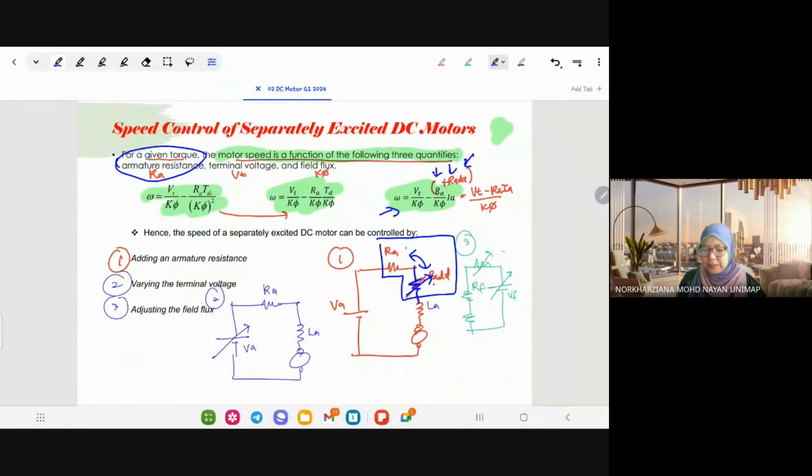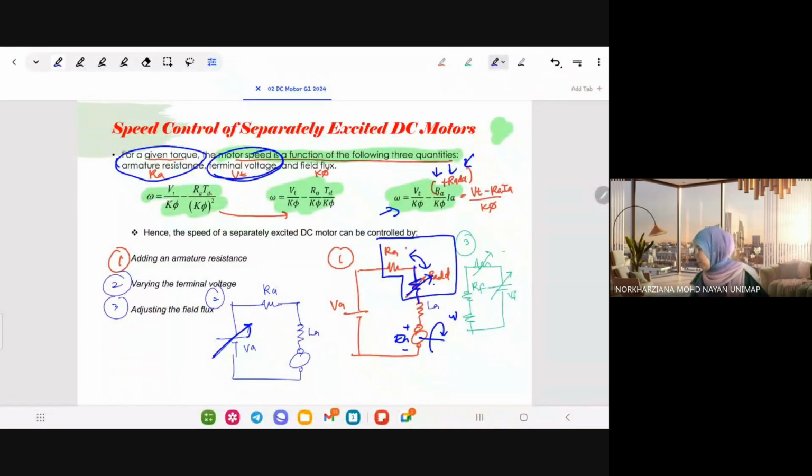With the additional resistance, you might vary the speed here. This is your EA. We have your motor speed here, and it will vary according to the additional resistance that has been added to the circuit. Next, you can also control by changing the terminal voltage, number 2.